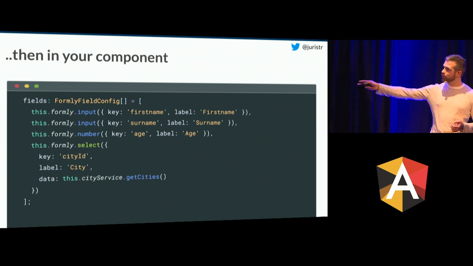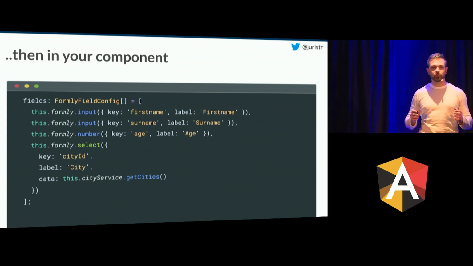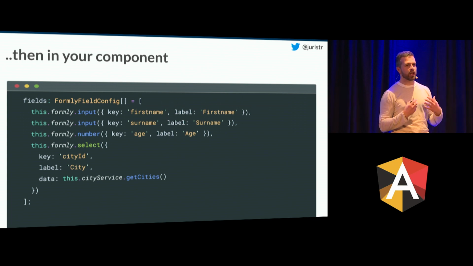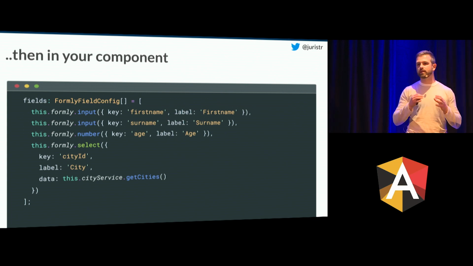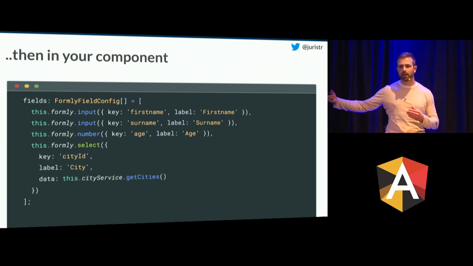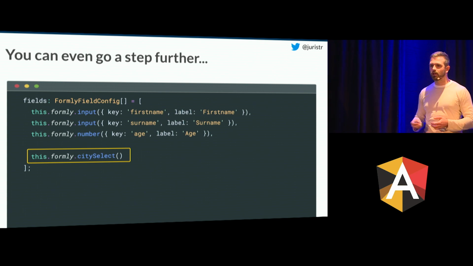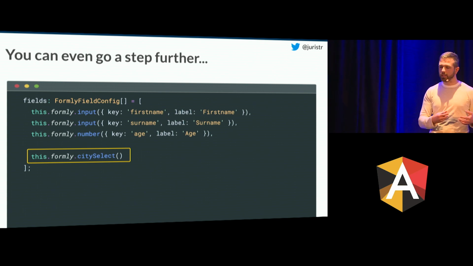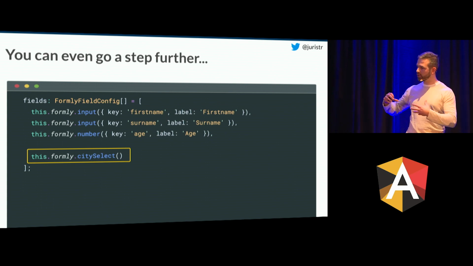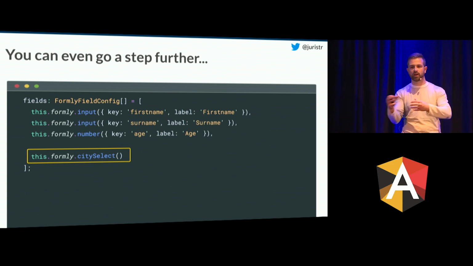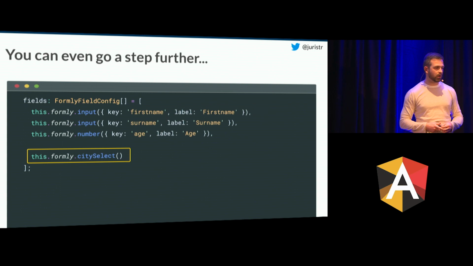Also, for instance, in that last one here, that Formally select, I could even generalize it more. If I know that my select, the city select, looks always identical across my application, like it always attaches to this endpoint or to this property in my NGRX store, I can just do something like that. Like I can call it city select, and I use it in my form configuration. And so in this way, I'm reusing actually not the components itself, but the configuration across my various forms, which can get really, really powerful.